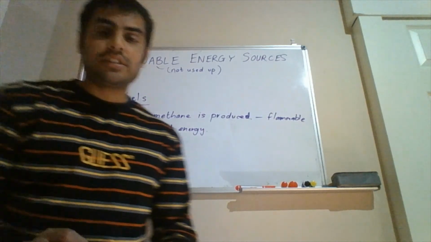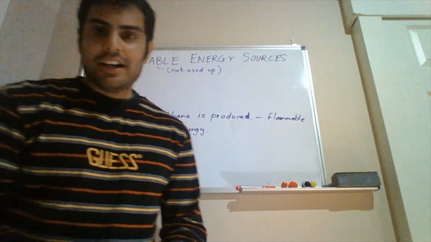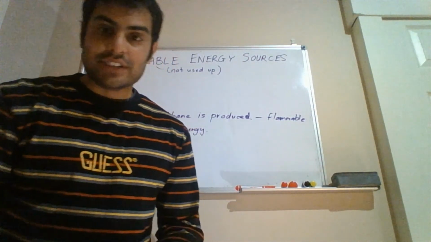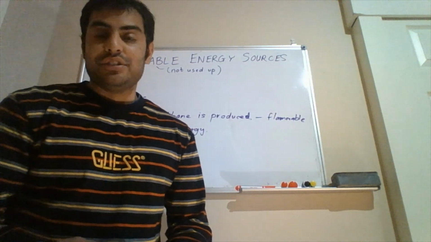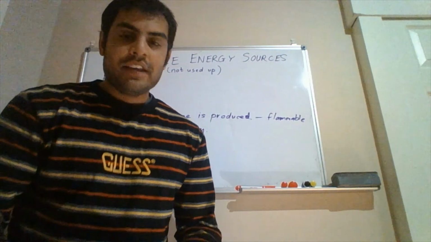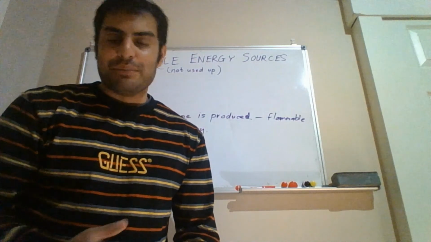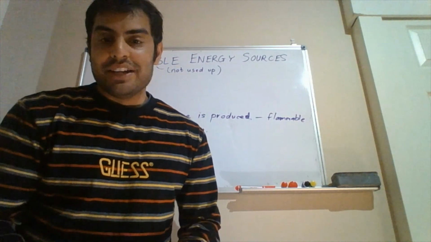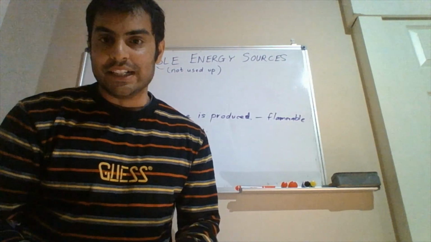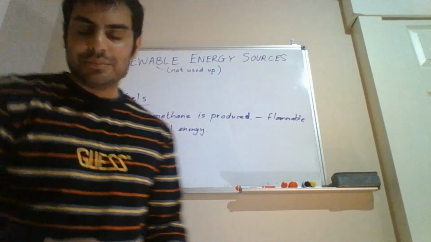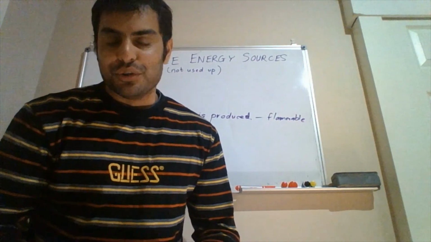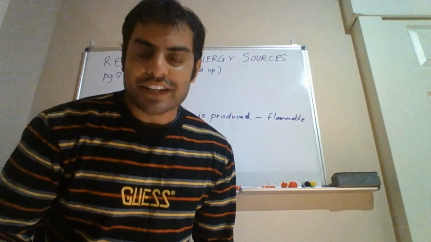So that concludes today's video lesson. I hope you were able to suss out why all of these energy sources were renewable. Mainly it's because they come from natural sources. So the wind, the sun, the water, and the living organisms are all renewable. They're all replenished.